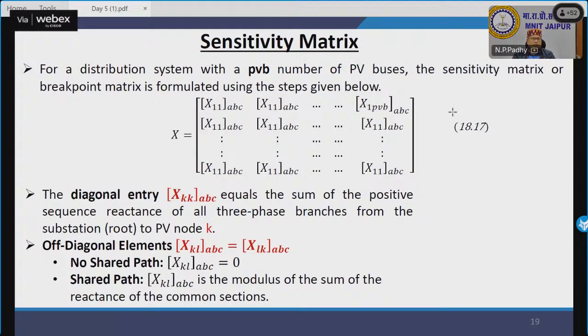Off-diagonal elements, that is X KL ABC equal to X LK ABC. If there is no shared path, then X KL ABC equals 0. If there is a shared path, then X KL ABC is the modulus of the sum of the reactance of the common section. What I mean to say is, for example, path 1, 2 is common to 3 as well as common to 4, while paths 2, 3 and 2, 4 are actually independent. They are not common to anybody.